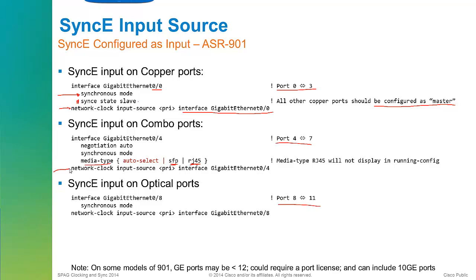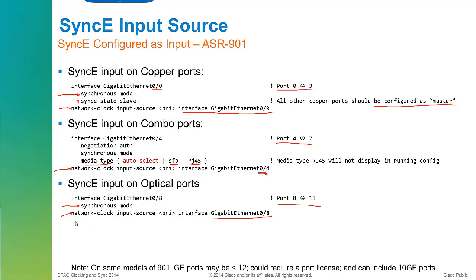Similarly, you have to define the network clock and say my interface 0/4 is giving my internal synchronization to my internal oscillator. On the optical ports, it does this all automatically for you. So all you have to do is say, oh, this is a synchronous port. ESMC will handle it all for you. And then you do the network clock input source and say, yes, I want to use gigabit 0/8 as a possible solution to drive my internal oscillator.